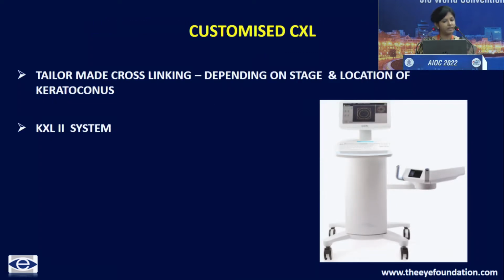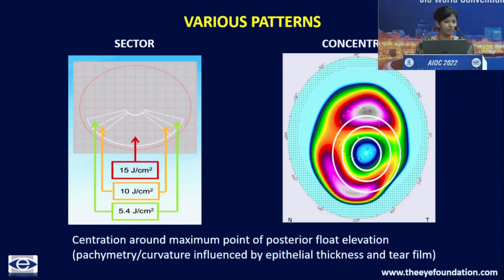So it's going to be a tailor-made cross-linking depending on the stage and the location of the keratoconus, and the KXL2 system is used. So we have various patterns. There are two patterns: the sectoral pattern and the concentric pattern. So the main idea over here is to center it around the maximum point of posterior float elevation.